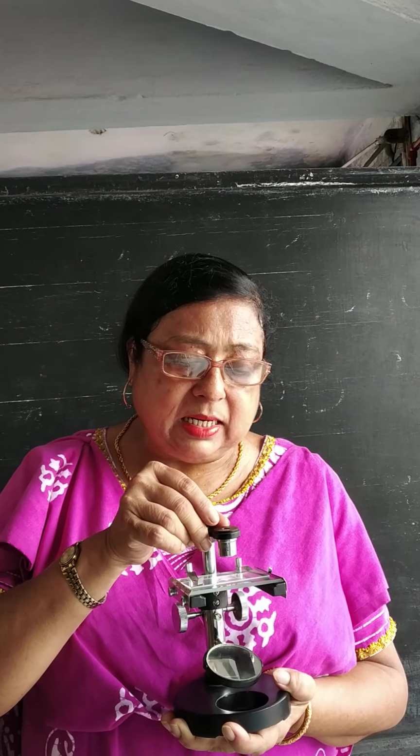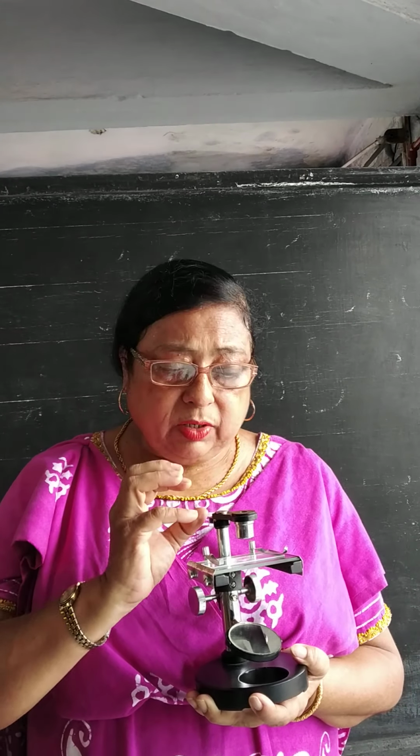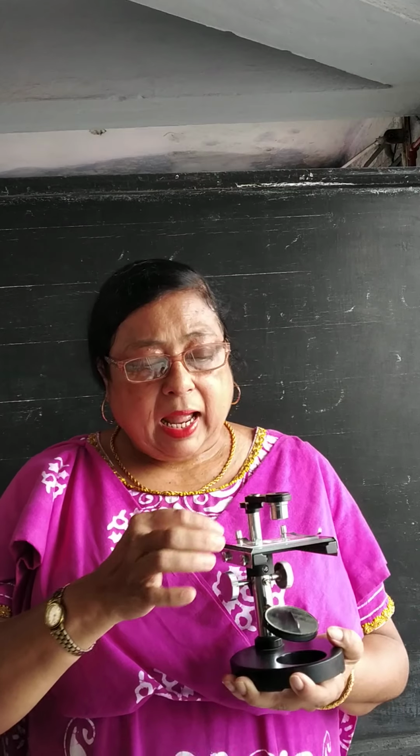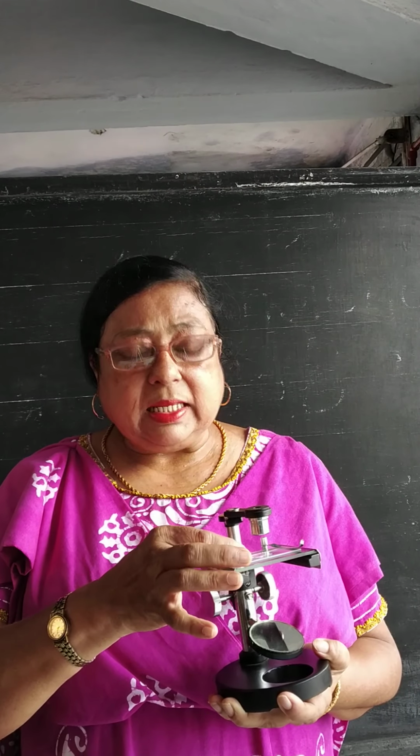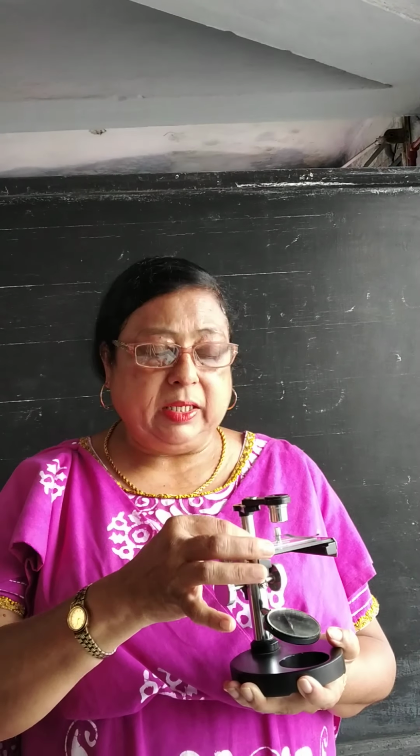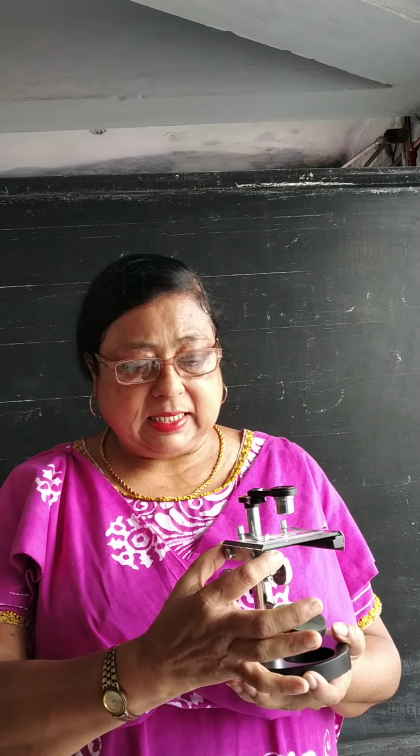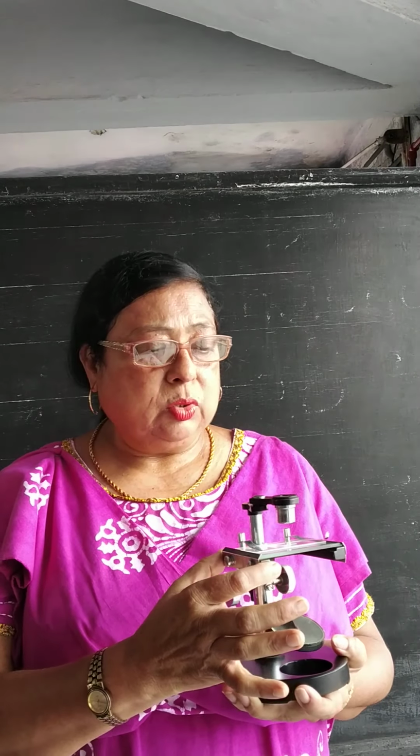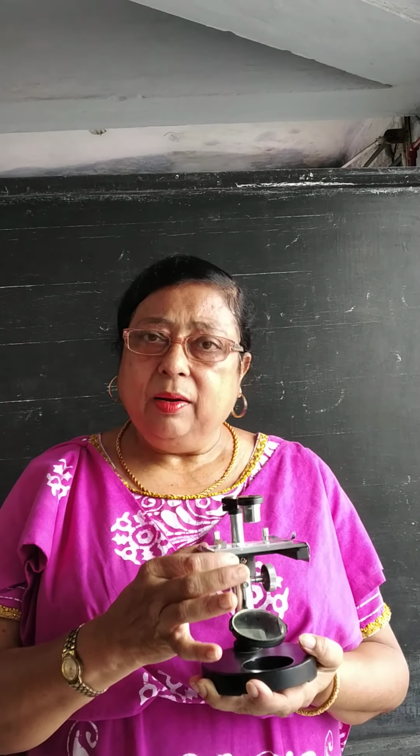But here is the lens, and the lens has to be adjusted over the specimen so that you are able to see whatever you want to see properly. And here these are the clips. Clips are meant for placing the slide properly over the stage. This is the stage. So this is all about this dissecting microscope.